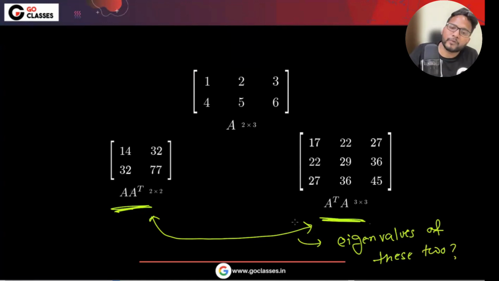Do you know what is the similarity? That AB and BA share non-zero eigenvalues, right? So it is just AB and it is BA. If you notice, let's suppose this is AB, this is BA. They share non-zero eigenvalues. So you can say non-zero eigenvalues are the same.